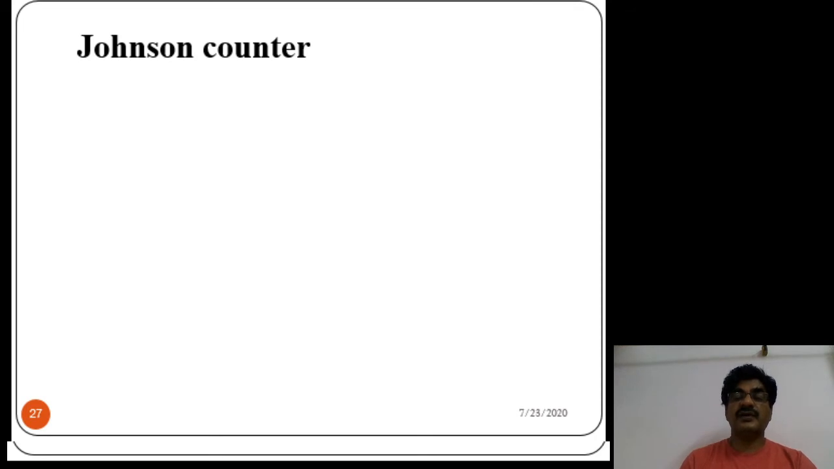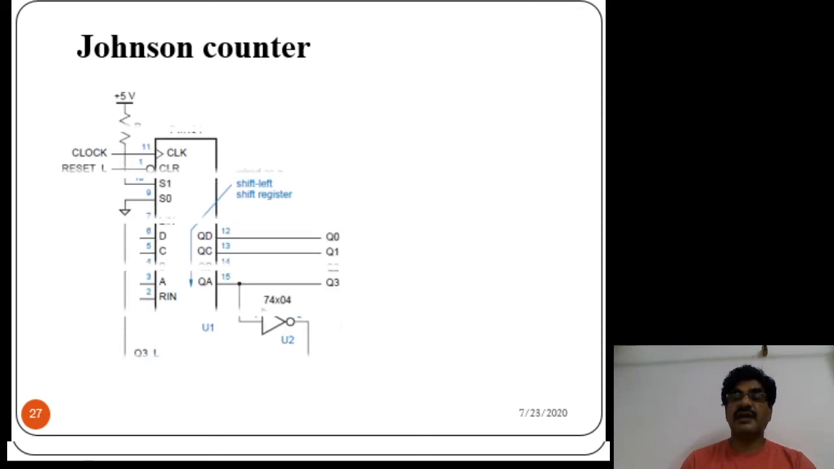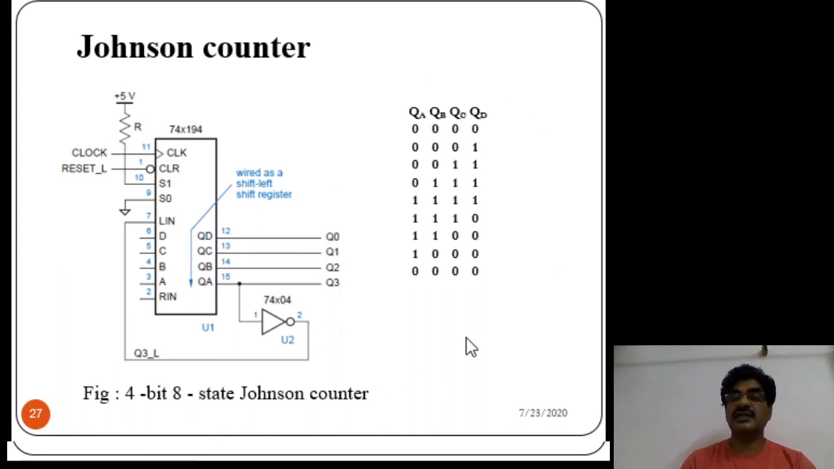In the Johnson counter, the state pattern is like this. Suppose the initial state is all zeros, the next state is 1. For the next clock pulse, it becomes 3, then 7. After 7, it is 15, then 14, 12, 8, and again 0. Like that, a different type of pattern you can observe in the Johnson counter. So how do we design this using the IC 74194 to get a pattern like this?